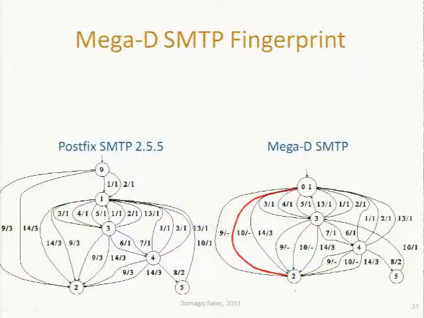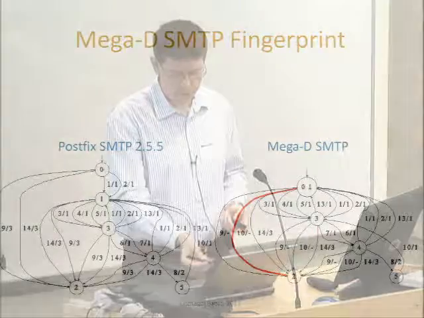Another thing that you can do is use these differences for fingerprinting. For instance, Mega-D has its own SMTP protocol implementation, which is slightly different from the Postfix SMTP. So you can use these differences to detect on your corporate network that you have an infection going on. We also found differences between different implementations of SMTP, so you can also distinguish different types of implementations like Postfix from something else.